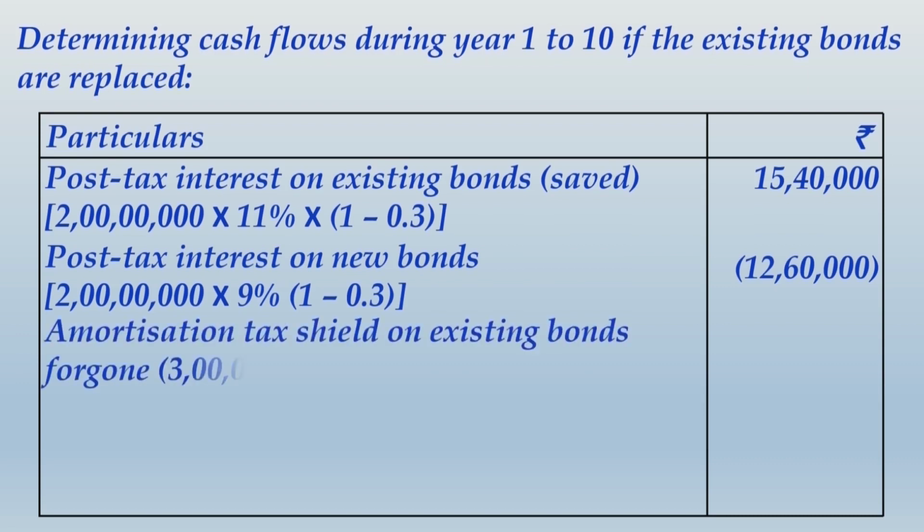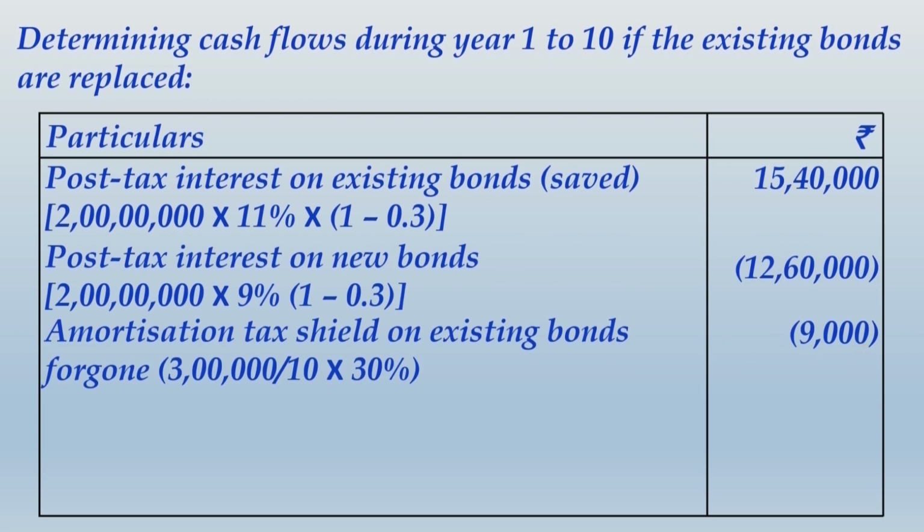After that, the amortization tax shield on existing bonds that you would have obtained on a recurring basis, which now you have to forego, is 9,000. I want you to once again pay attention on this point. 3 lakh was the unamortized portion. If you would not have replaced the bond, you would have amortized this over next 10 years. That would be 30,000 each year, and 30% of that you would have saved as tax, that is 9,000. However, because of the replacement of bond, you are going to forego this 9,000.